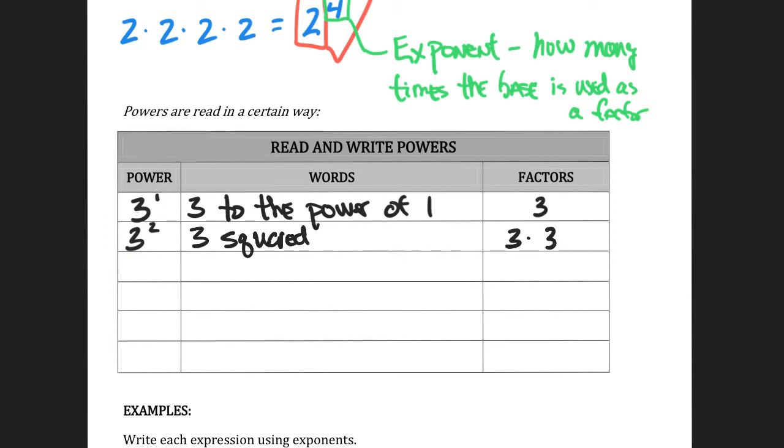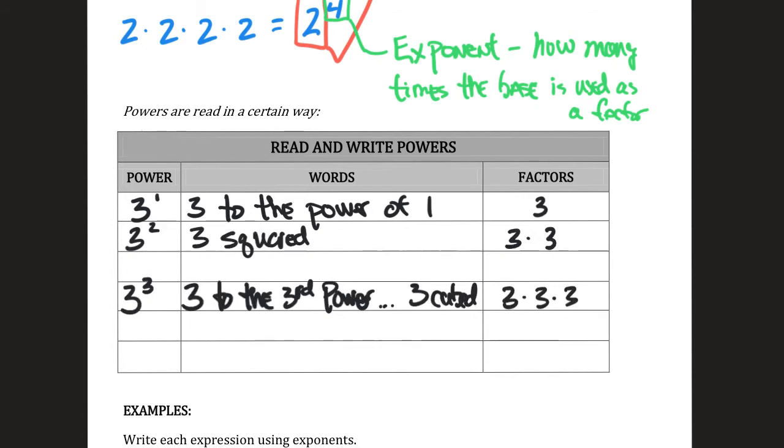One more, or 2 more here. If my base is 3, my exponent is 3, that means I can say 3 to the third power, or there's another way, we would say 3 cubed. And then our factors would be 3 times 3 times 3. So exponents of 2 would be squared, exponents of 3 would be cubed, anything else you'd say 3 to the 4th power, 3 to the 5th power, 3 to the 7th power, that sort of thing, and so on. Okay.